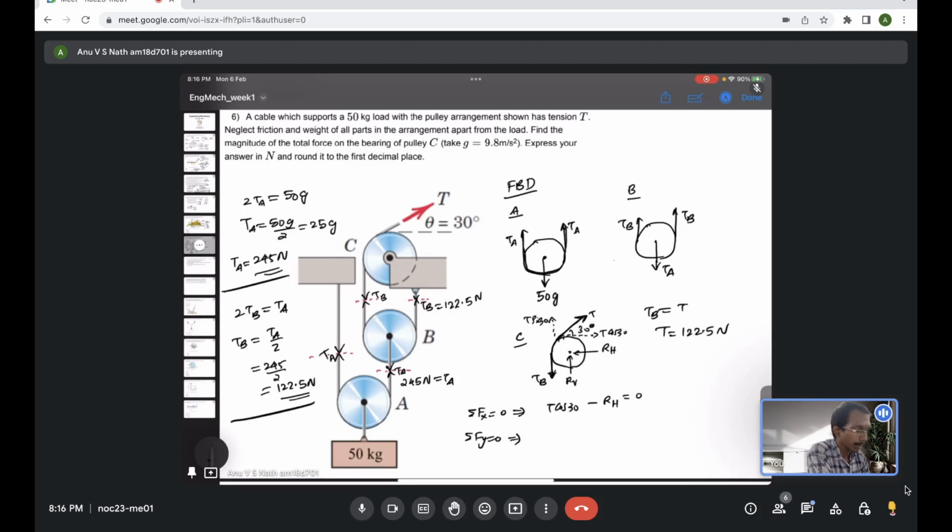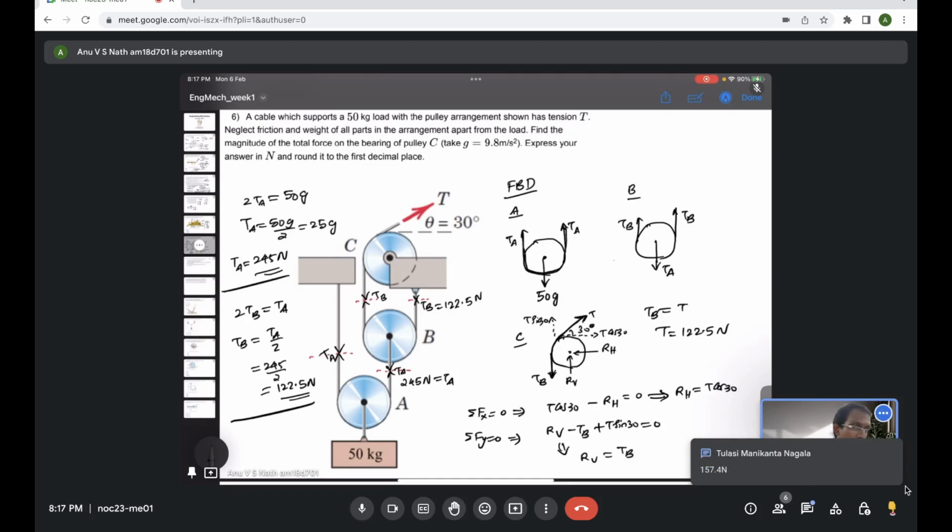And sigma Fy equal to 0 gives that the vertical force RV upward, minus TB, which is downward, and also T sin 30 is an upward force, so they should balance to give 0. So from the first expression we get the horizontal support reaction is T cos 30, and from the second expression we will find the vertical reaction in terms of TB.